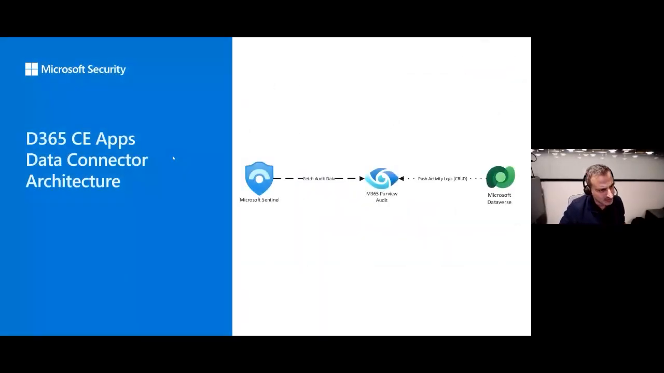Let's talk quickly about the architecture of this connector. It's a pretty simple architecture in this case. Microsoft Dataverse is pushing its activity logs into Microsoft 365 Purview Audit, and the Microsoft Sentinel connector fetches this audit data directly from Microsoft 365 Purview Audit.